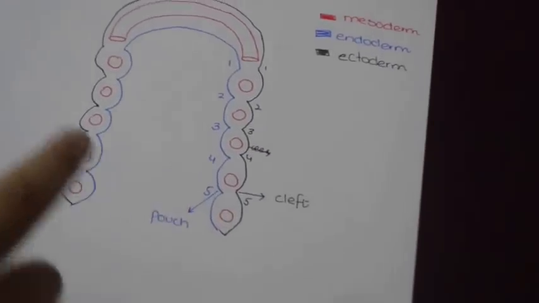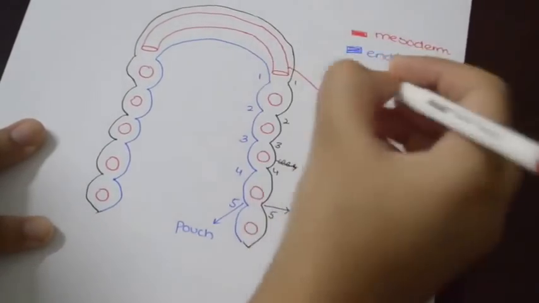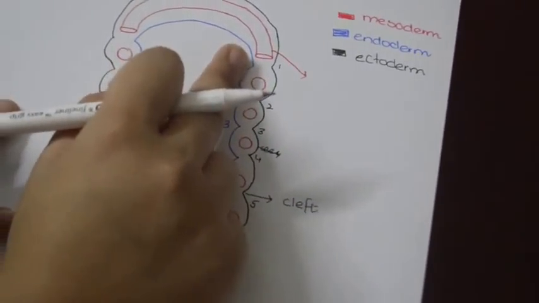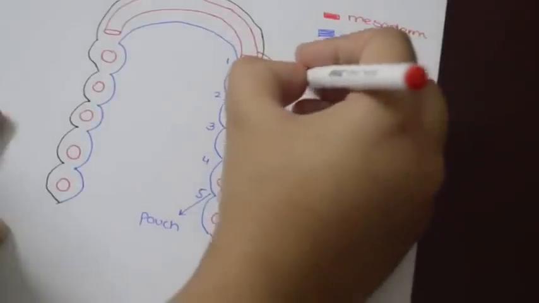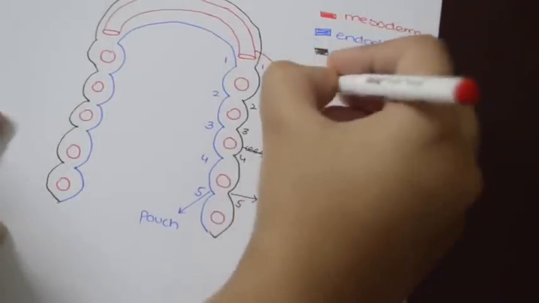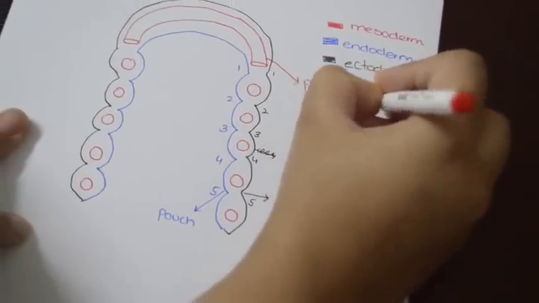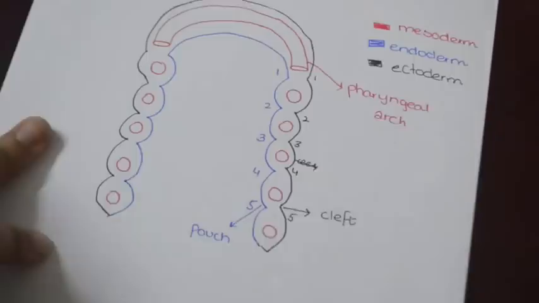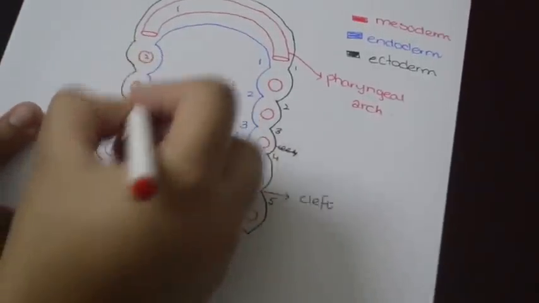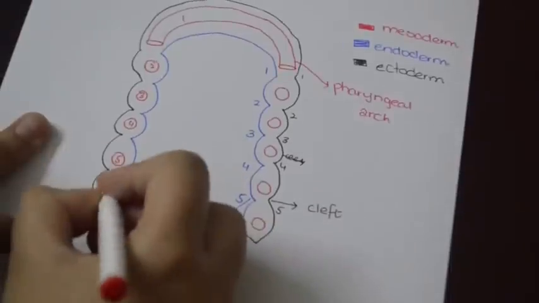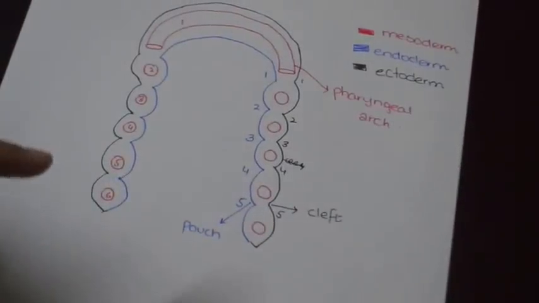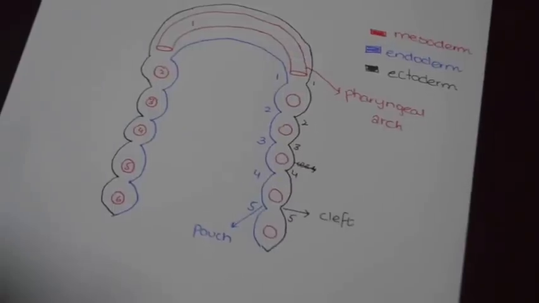What did we leave? We left this part. This was mesoderm in origin, and it was the arch. This is the pharyngeal arch. So we have 1, 2, 3, 4, 5, 6. We have 6 pharyngeal arches.